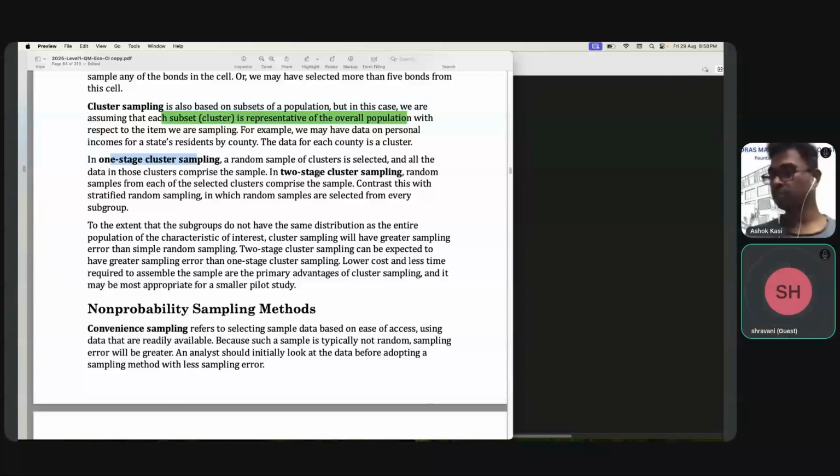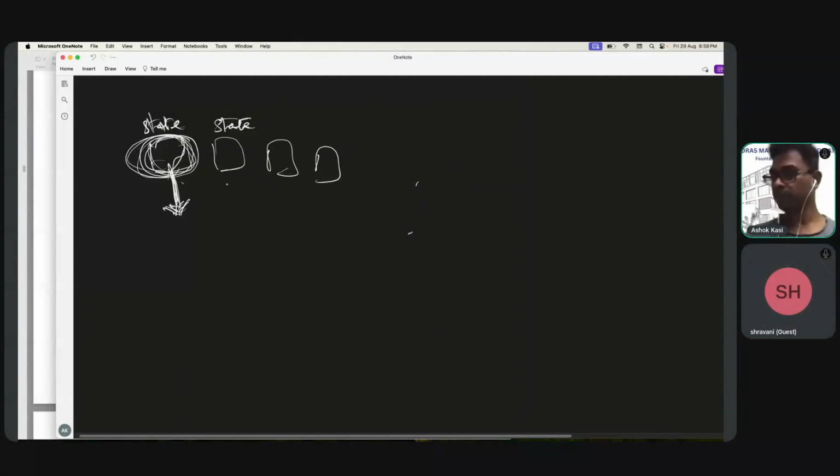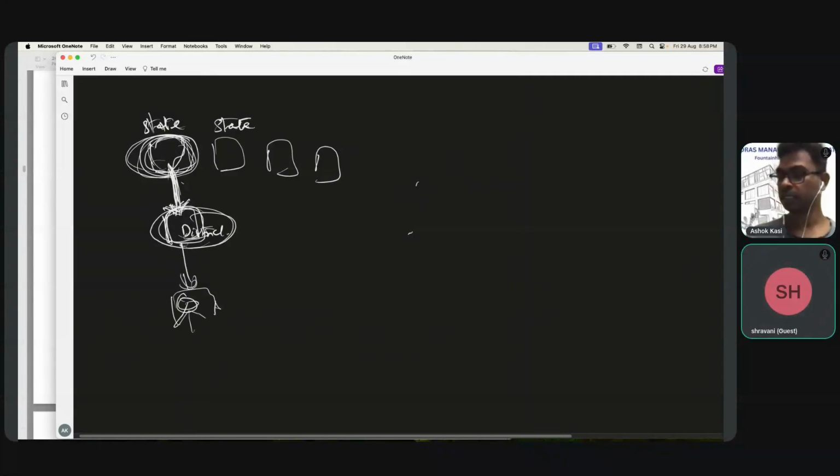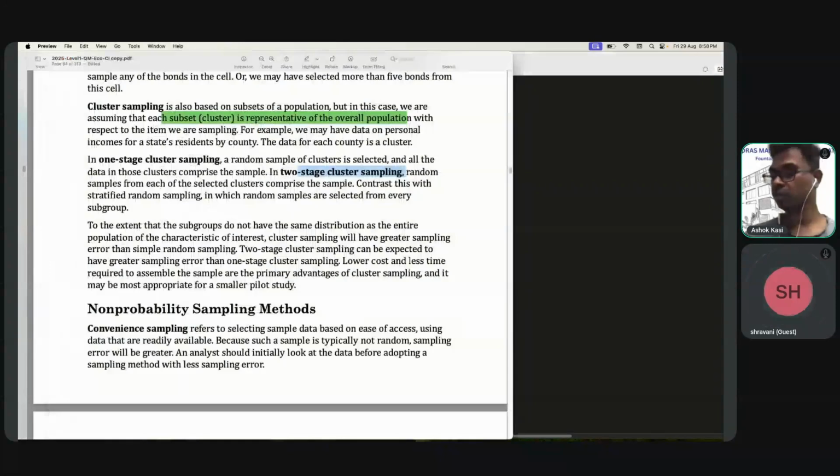So one-stage cluster sampling and two-stage cluster sampling are there. Say, for example, he is representing a state. Within the state, he is representing a particular district. So this person is representing the state and then the district, and then the state. Then it is two-stage cluster sampling.